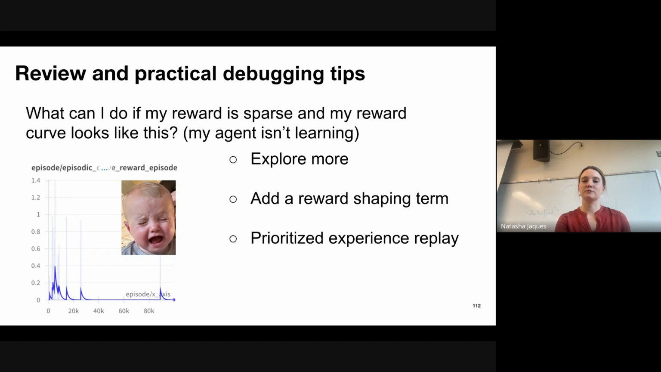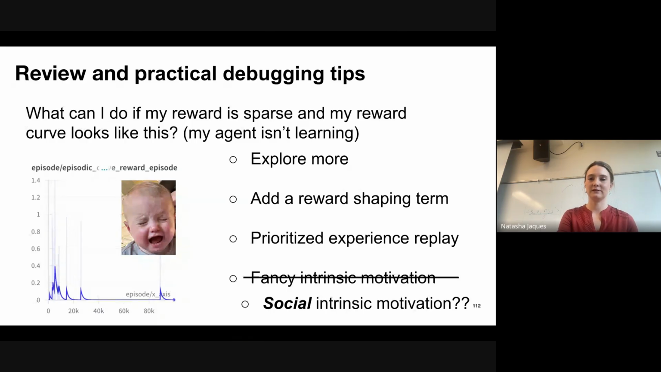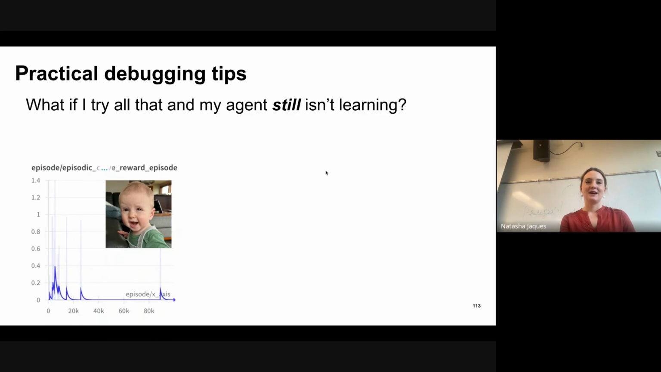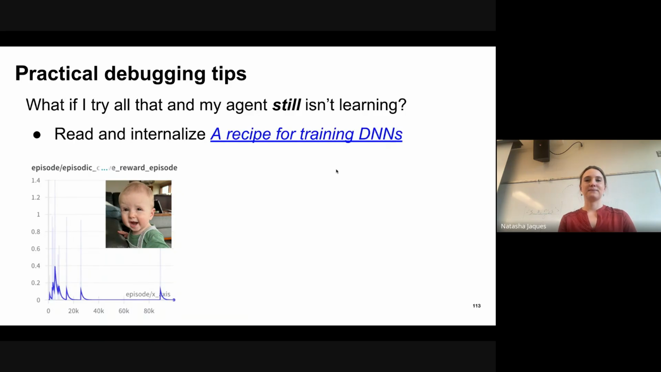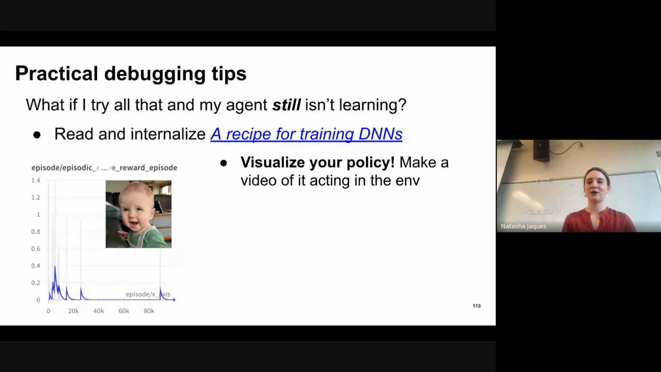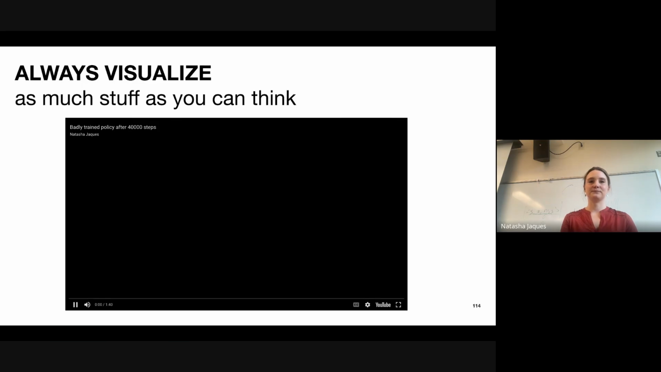Add a reward shaping term, prioritized experience replay, fancy intrinsic motivation. We talked about those. Yes. Ooh, social intrinsic motivation could be a good course project. We'll talk about that. What if my agent still isn't learning? Oh yeah, I do link this. Definitely read this. Visualize, visualize, visualize, inspect, figure out what's going on. Make a video of it. Yes.